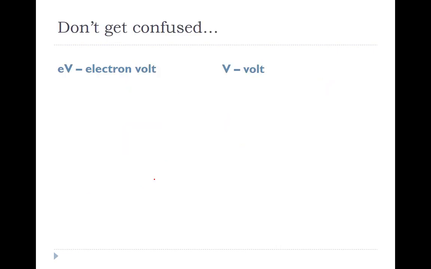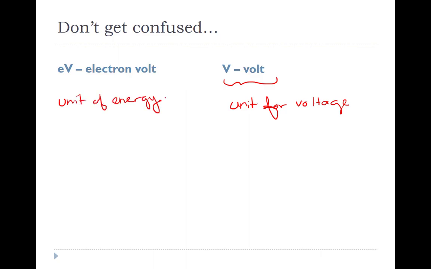Here is cautionary tale number two. We have two things here. We have the electron volt, eV, and we have the volt. We already saw in the last slide that this guy is the unit for voltage. This guy is actually a unit of energy. And I know it has the word volt in it, but it's a unit of energy. And by definition, the unit conversion, 1 eV, is 1.6 times 10 to the minus 19 joules.